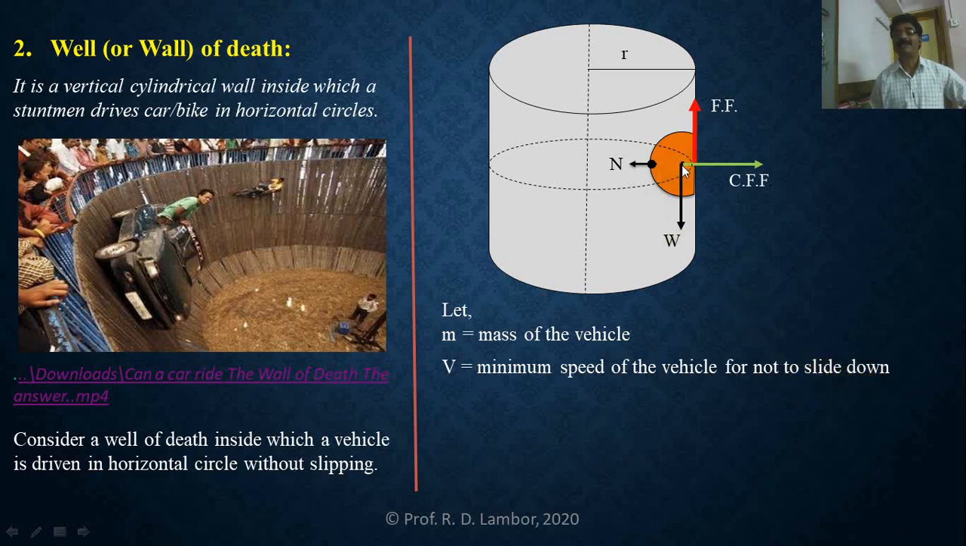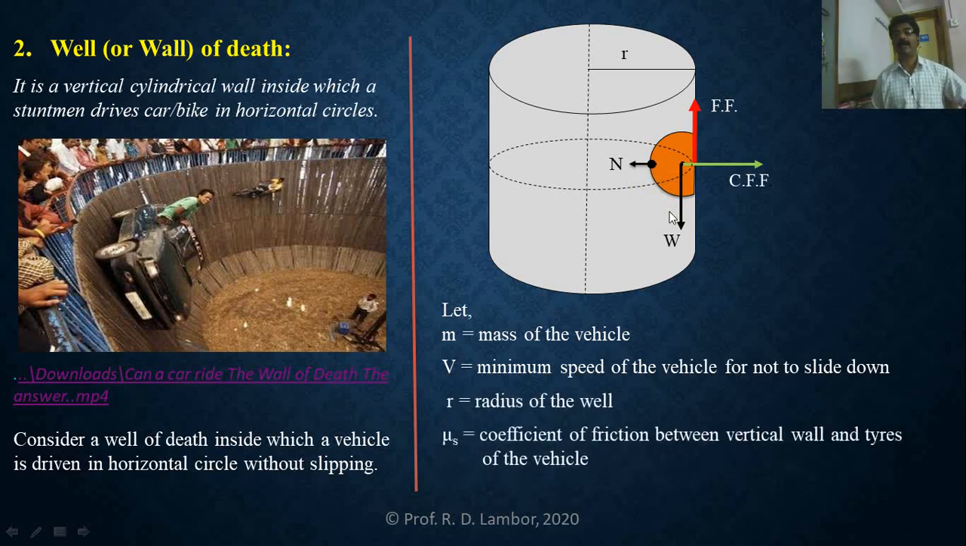Means the vehicle must have the minimum speed. Below that speed, the vehicle will slide down. And at or greater than that speed, the vehicle will continue its horizontal circle without sliding downward. So v is the minimum speed of the vehicle for not to slide down. The radius of the well of death and the coefficient of friction between the vertical wall and the tires of the vehicle.